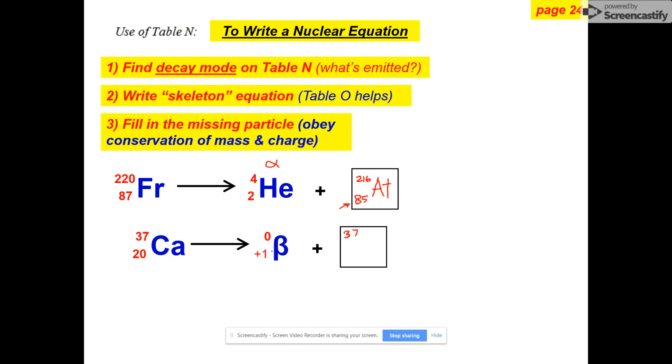And then the beta particle has a charge of +1. This has a charge of 20. So whatever the charge is here has to be 19. 19 plus 1 equals 20. We've obeyed conservation of mass. We've obeyed conservation of charge.